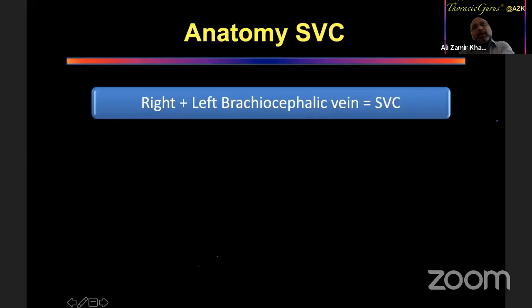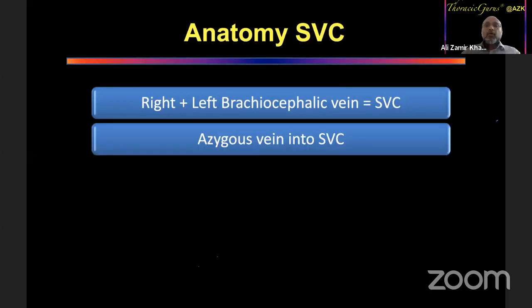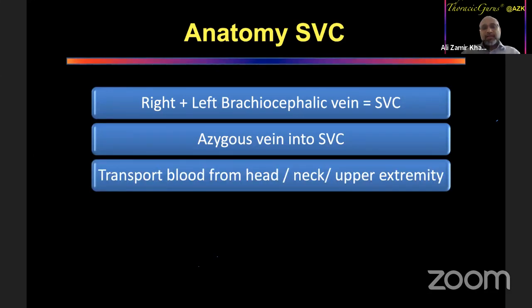It is formed by a fusion of the right and the left brachiocephalic veins. The right brachiocephalic vein is formed by a fusion of the right internal jugular and the subclavian vein. The left is formed again by the left internal jugular and the left subclavian vein, okay? The azygous vein is the only real structure which drains directly into the SVC. On the right side, the azygous vein comes across and drains into the SVC just before it enters the right atrium.